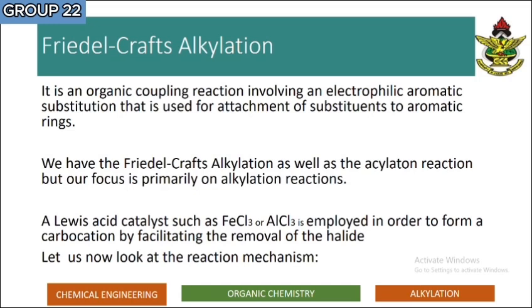And one thing to also note is that a Lewis acid catalyst such as iron chloride or aluminum chloride is employed in order to form a carbocation by facilitating the removal of the halide. Now let us look at the reaction mechanism for a better understanding.